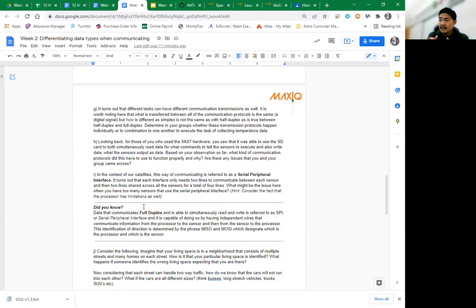The nice thing about serial peripheral is that it allows you to have multiple things communicating at the same time. And then the processor gets to decide how it wants to switch on and off as to who to listen to. Some processors are smart enough that they can even listen simultaneously to multiple sensors bringing data in at the same time. So the SD card highlights an example of this SPI.